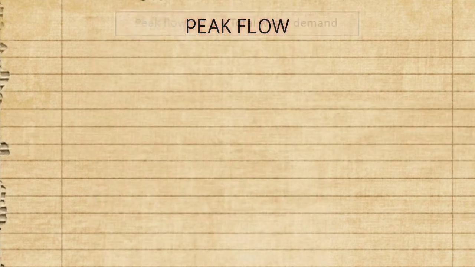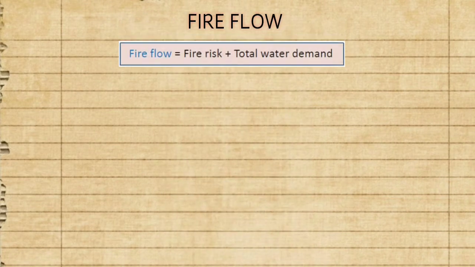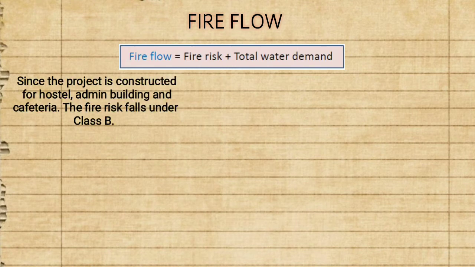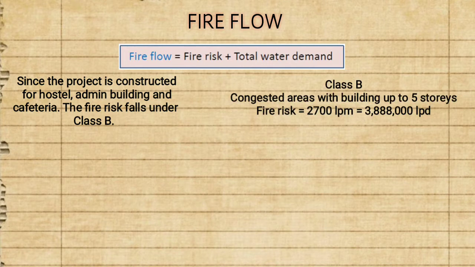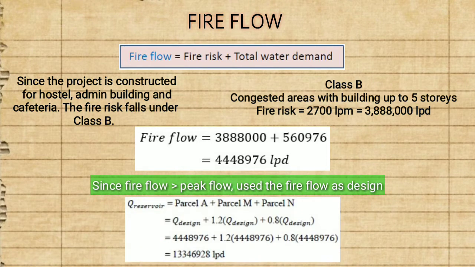Peak flow. The formula is 2.5 times total water demand. We use the formula for each loop and we find the total peak flow. Fire flow is equal to fire risk plus total water demand. Since the project is constructed for a hostel, admin building and cafeteria, the fire risk falls under class B, which is 2,700 liters per minute or 3,888,000 liters per day. Since the fire flow is higher than the peak flow, we use the fire flow as the design. Then we use the obtained value for the reservoir design. The Q reservoir that we calculate is the same as the volume of total daily demand.